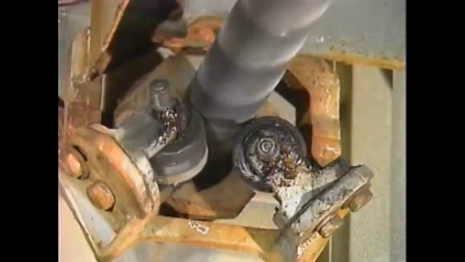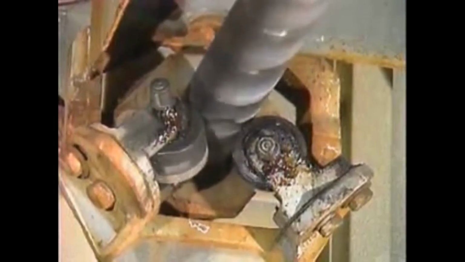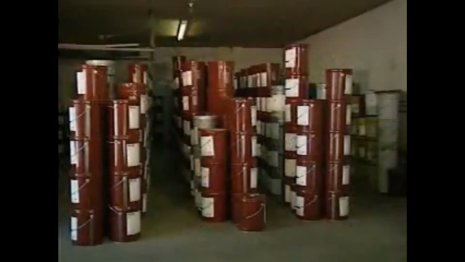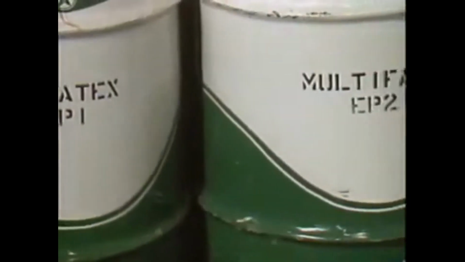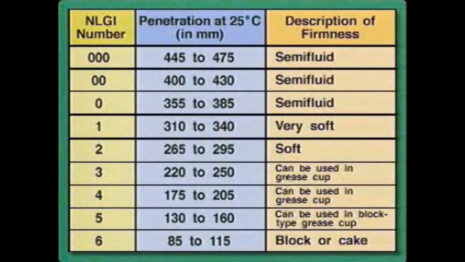The consistency of a grease varies with temperature, and there's generally an increase in the softening of a grease as the temperature increases. For these reasons, consistency is a critical property to consider when grease is selected for a particular application. The American National Lubricating Grease Institute, NLGI, has developed a widely used classification system of grease consistencies. In this system, grease consistencies are designated by NLGI numbers that range from 000 for the softest to 6 for the stiffest.